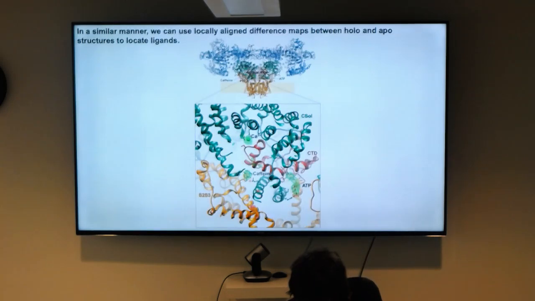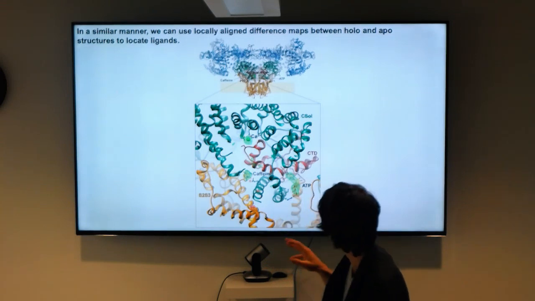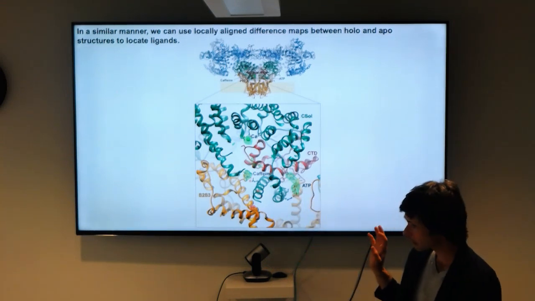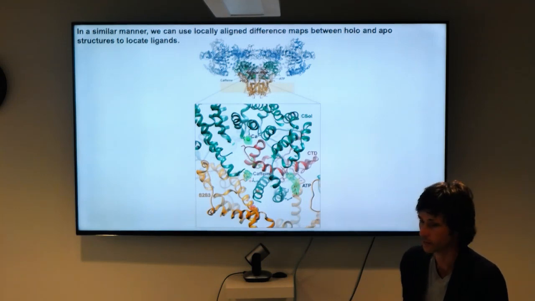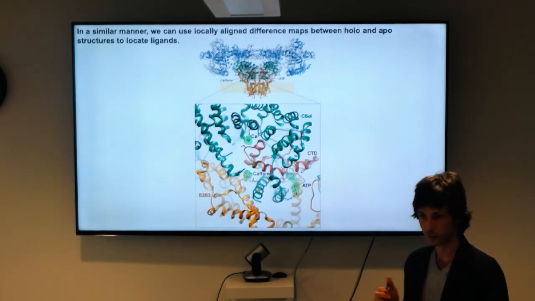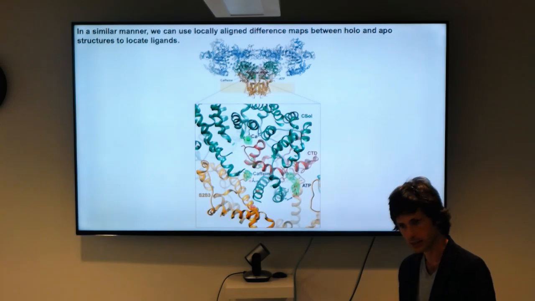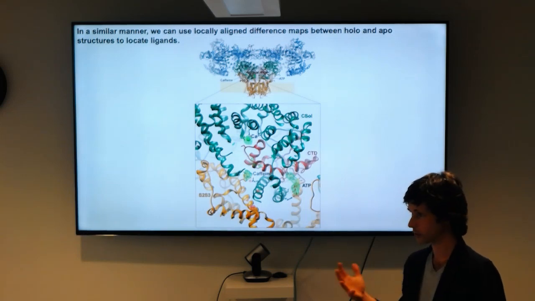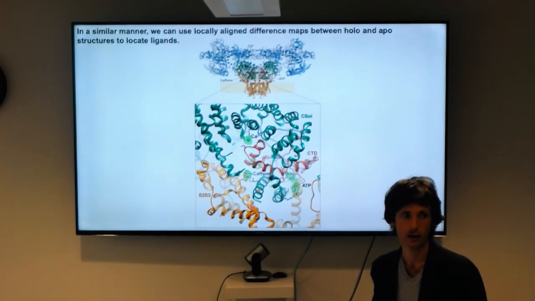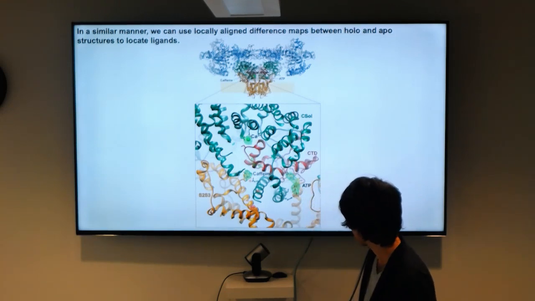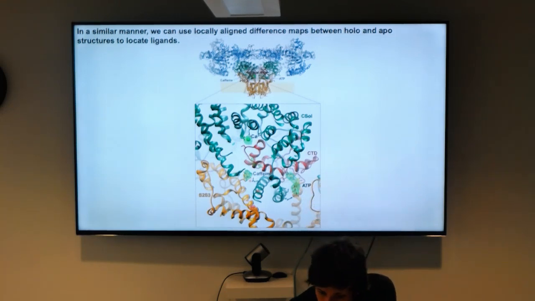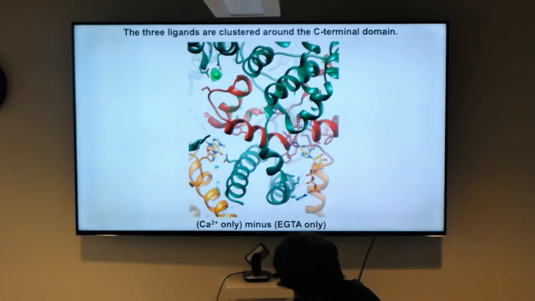And also on this structure, if you're looking at ligands, I would advocate the use of difference maps, specifically locally aligned difference maps between different states where you have ligands present or absent, in order to confirm that you have the ligand that you think you have bound in the structure. In this case, we had 3 different ligands, calcium, caffeine, and ATP, and we were able to identify which is which by doing pairwise difference maps.